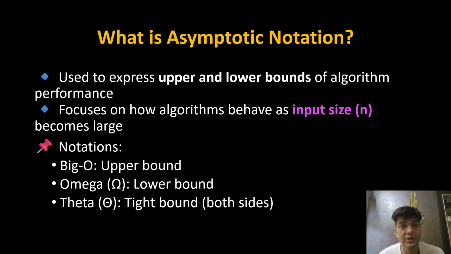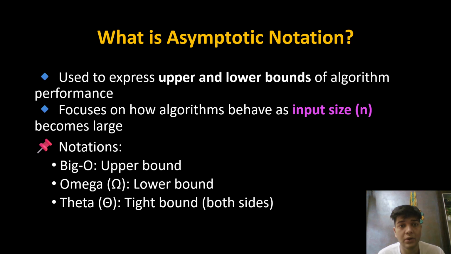The first question is: what is asymptotic notation? Asymptotic notation is used to express the upper and lower bound on the performance of an algorithm. The focus is on how the algorithm behaves as the input size n becomes very large.